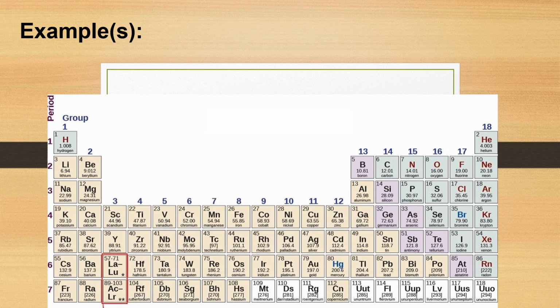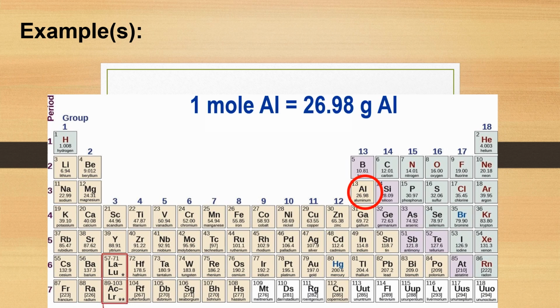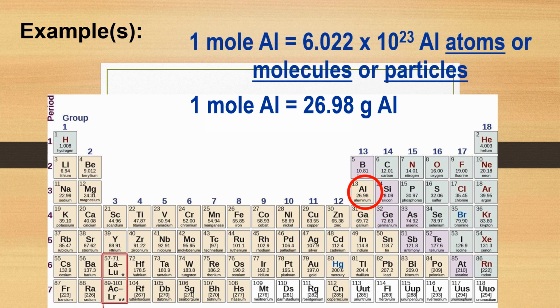Let's take aluminum as an example and look at what 1 mole means. So 1 mole equals the atomic weight, which is 26.98 grams of aluminum. On the periodic table, the atomic weight you see is in the unit of grams per mole. Further, using Avogadro's number, we can convert: 1 mole equals Avogadro's number, which is 6.022 times 10 to the 23rd aluminum atoms, molecules, or particles.